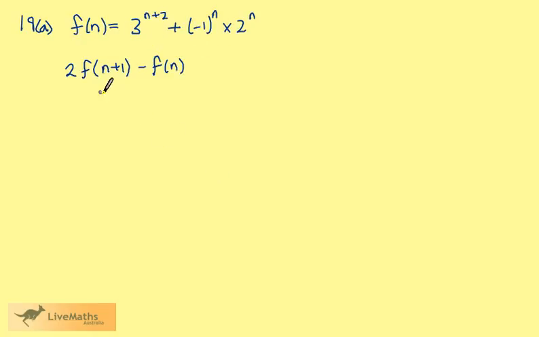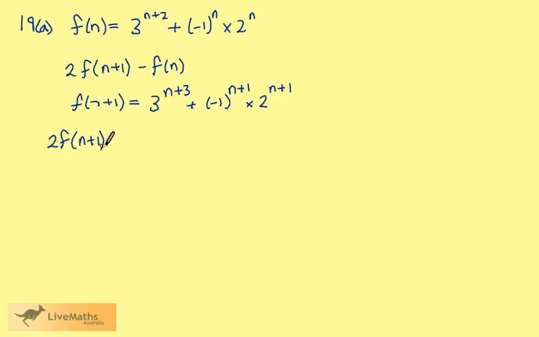So this is f of n. F of n plus 1 would be 3 to the n plus 3 plus negative 1 to the n plus 1 times 2 to the n plus 1. So 2f n plus 1 take away fn would be 2 times 3 to the n plus 3 plus negative 1 to the n plus 1 times 2 to the n plus 2. So that's the 2 times f of n plus 1.